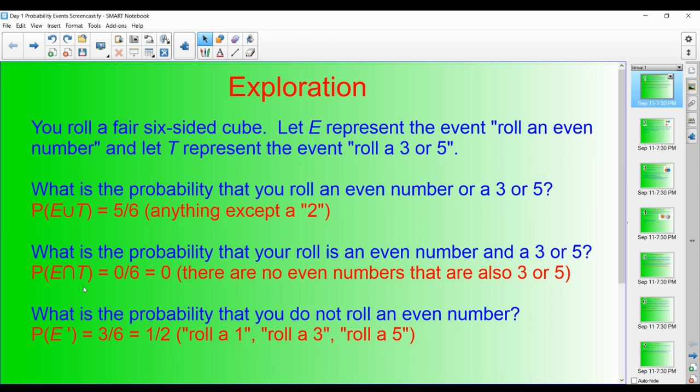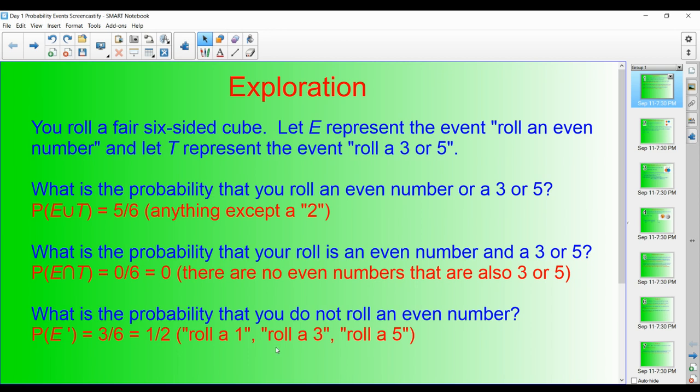Now, the intersection is the word and. So what's the probability I roll an even number that is also a 3 or a 5? Well, it's impossible. So the probability is 0. There's no even numbers that are also 3 and 5. 3 and 5 are odd. Even numbers are even. So no overlap, no intersection.